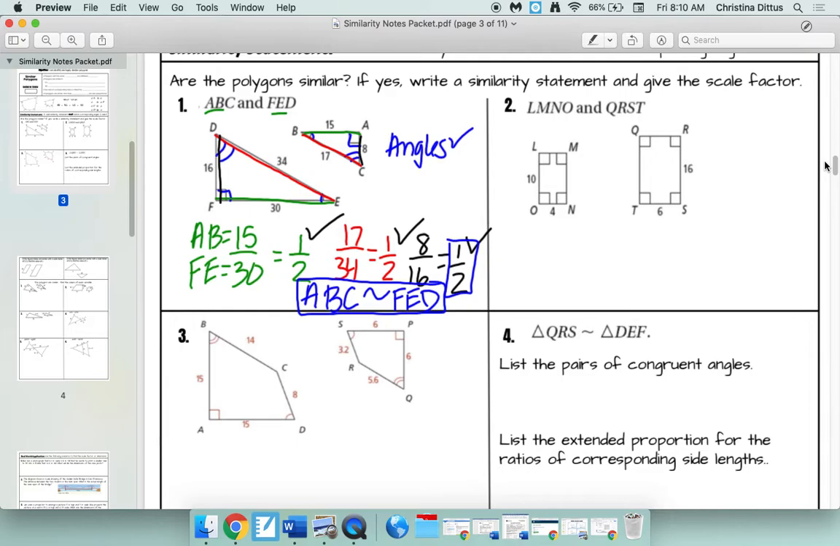Alright. Seem like we can do this? Perhaps? I think we can. Ooh, what's this next shape?